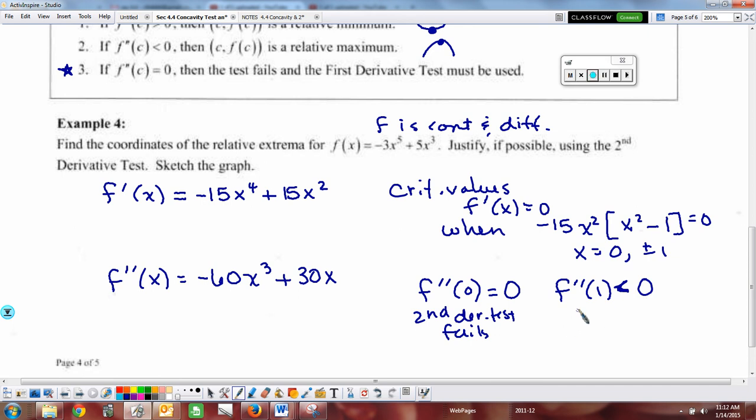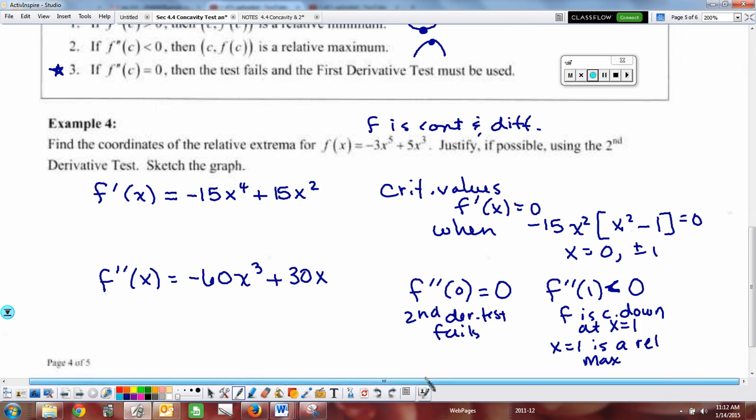All right, which tells me that f is concave down at x equal to 1, which tells me that x equal to 1 is a relative max. Okay, and then our last one, we plug in negative 1. Negative 1 is going to be positive 60 plus negative 30, so that's going to be greater than 0. So f is concave up at x equal to negative 1. So x equal to negative 1 is a relative min.